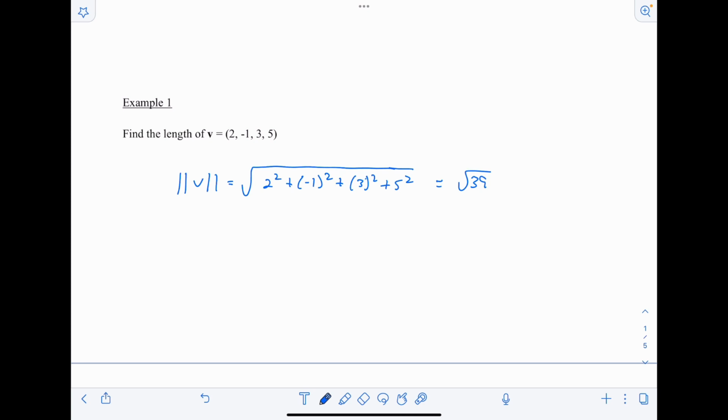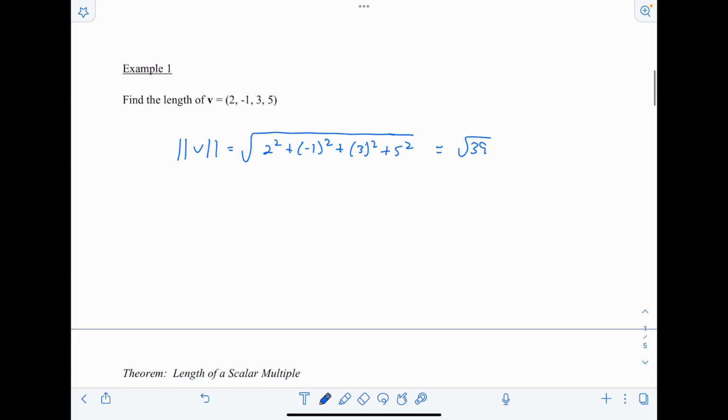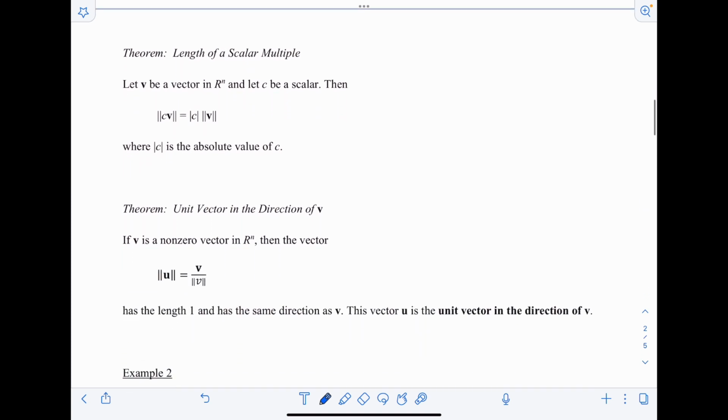Again, it doesn't matter what space you're in. You just do that for all the components. All right, well, if that's the case, then we could basically then also extend this to scalars as well.